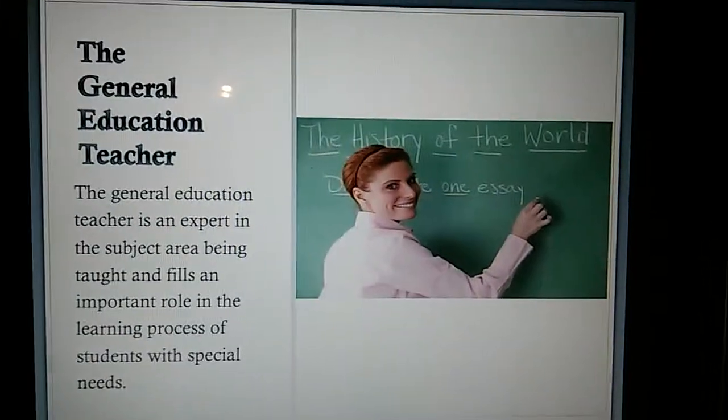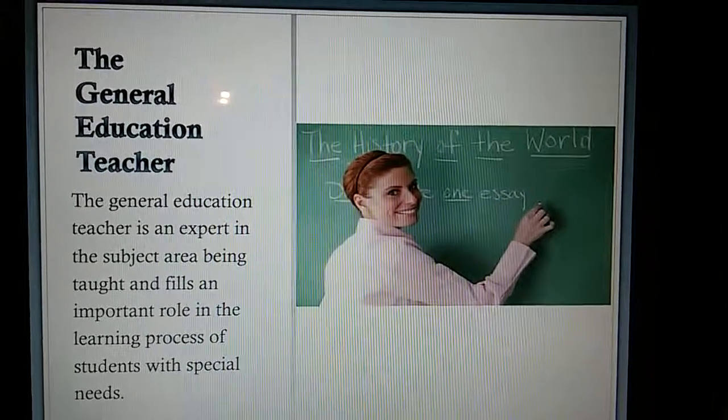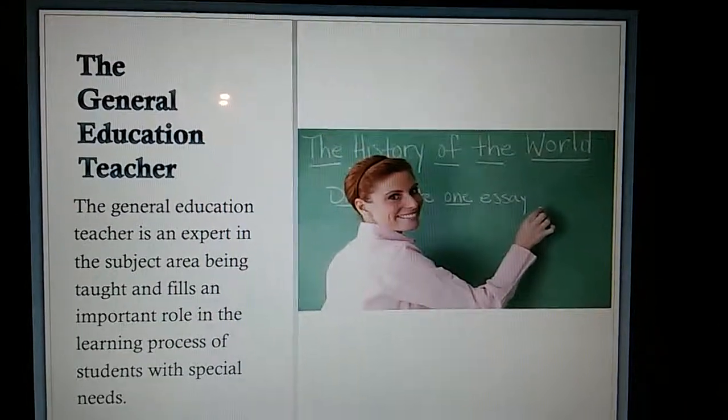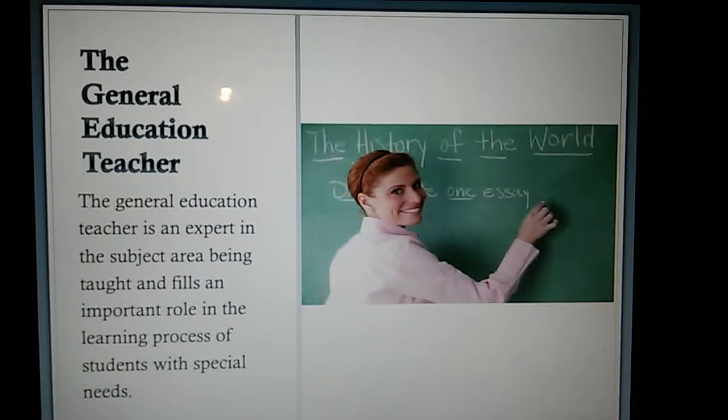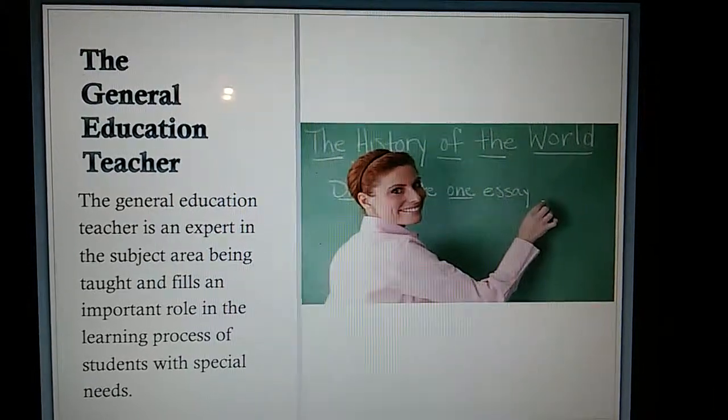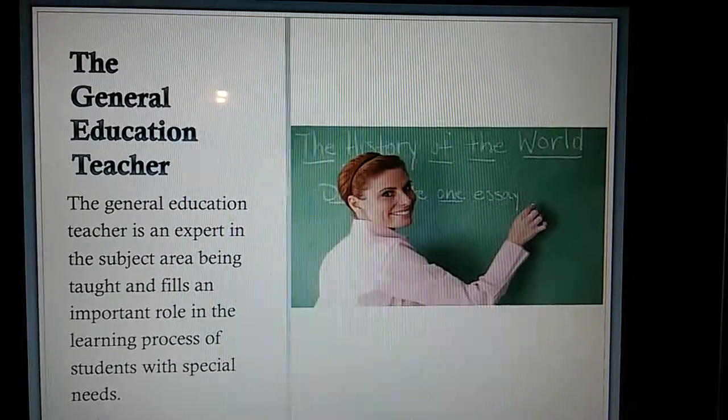You, the general educator, are the expert in your subject area. Students of all abilities need you to share your knowledge with them in order for their educational goals to be met.